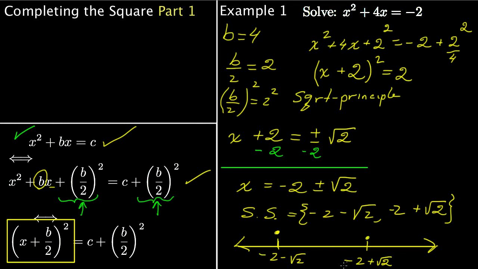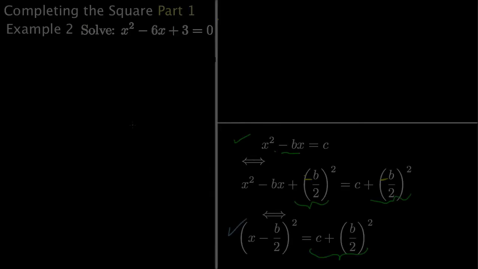Okay. Great, so the idea is that the process of adding this special number on both sides of the equation, and showing that that actually makes the left-hand side factor into a perfect square, it's this process that we call completing the square. Let's take a look at another example.